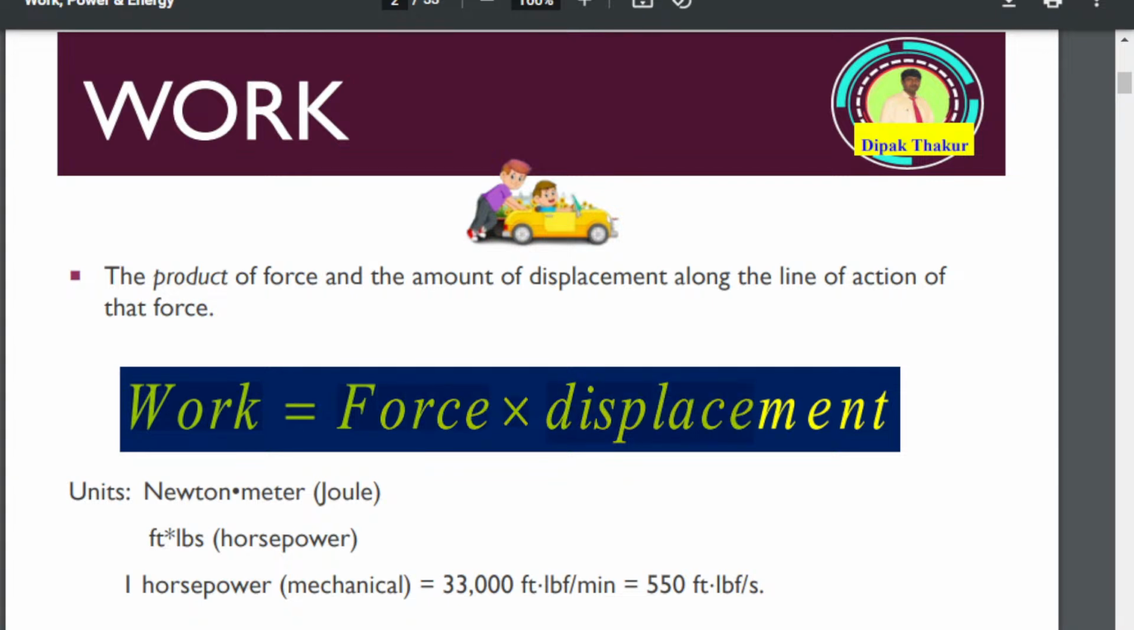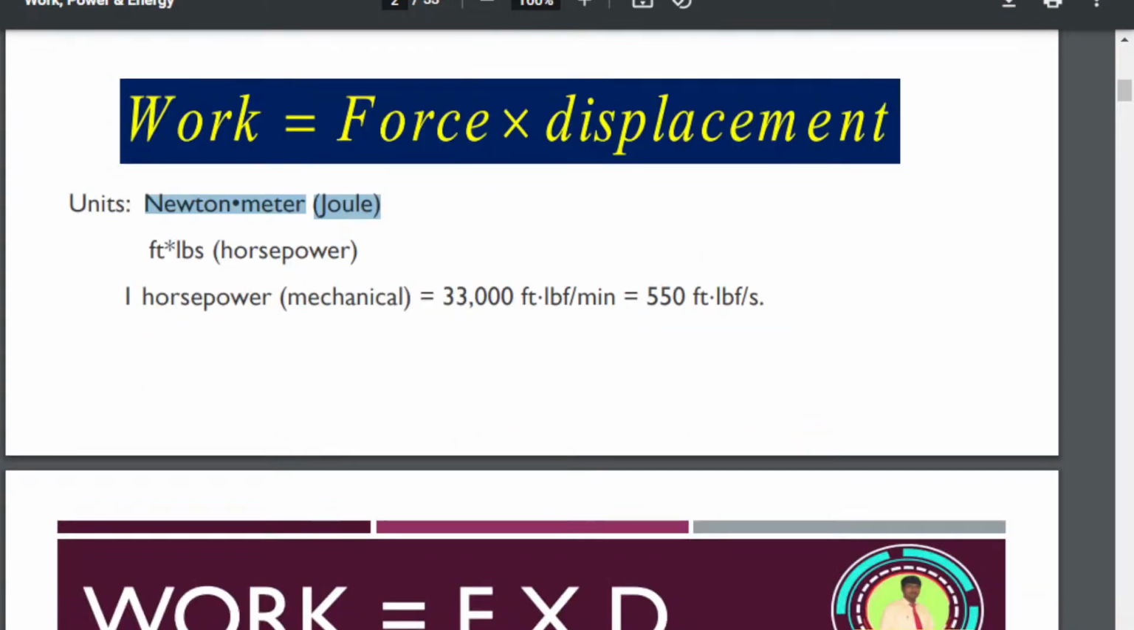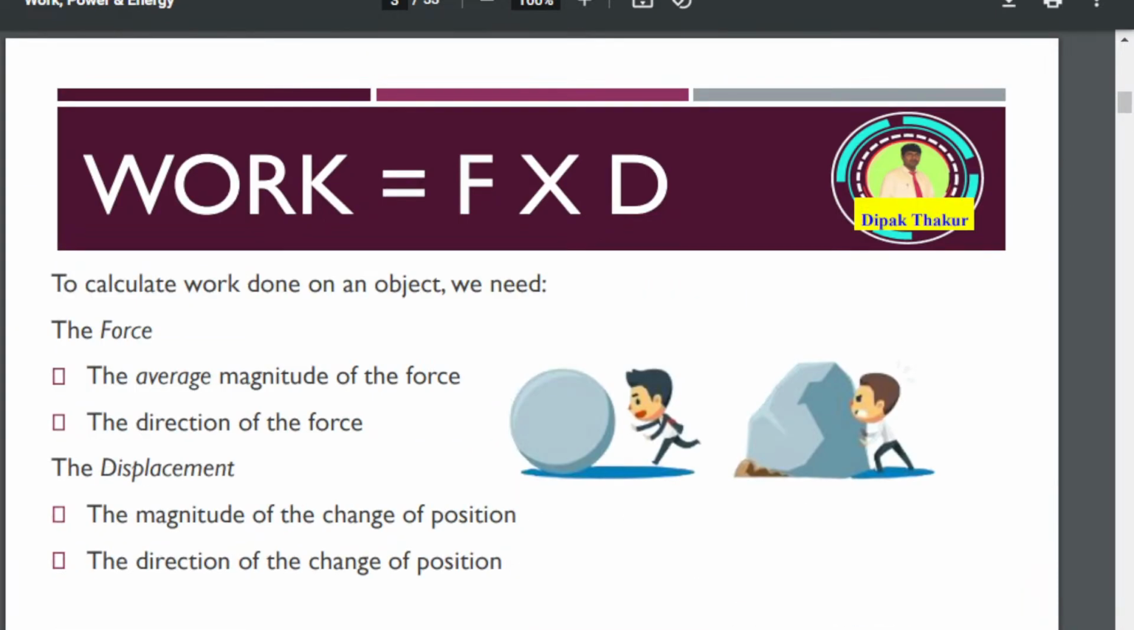What is work? Work is equal to the product of force and displacement. So its unit will be Newton meter, that is, we call it joule. Coming to the next, we will discuss horsepower later on, when we discuss power. Now coming to our topic, work equal to force into displacement.